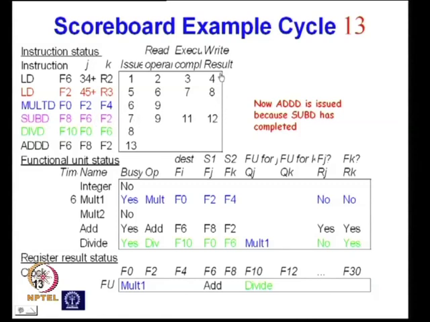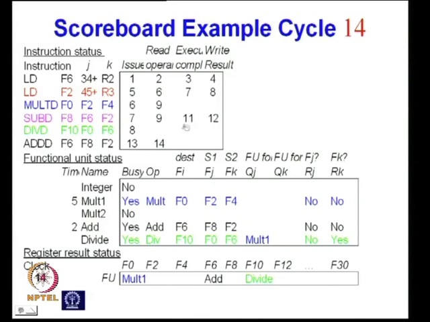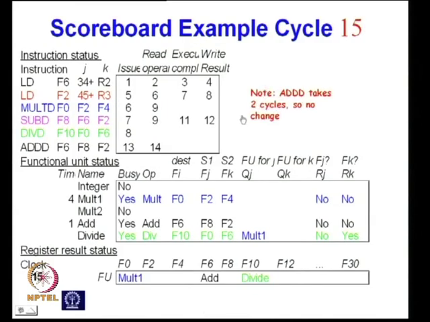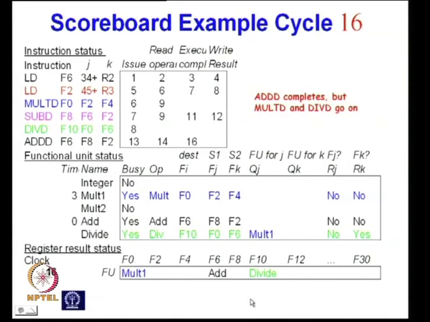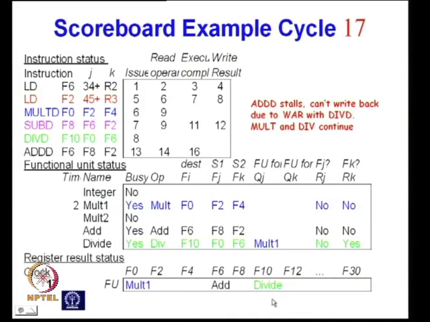So, you see that out of order execution has taken place, out of order completion has also taken place, but writing of results has been done very carefully, such that the hazards are overcome. So, this is the 14th cycle, now the operands are available, it will read the operands, and in the 15th cycle ADD.D takes 2 cycles. So, no change, and ADD.D completes, but multiplication and divide will go on, it will take several cycles.